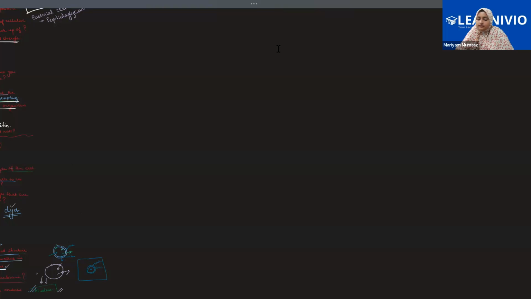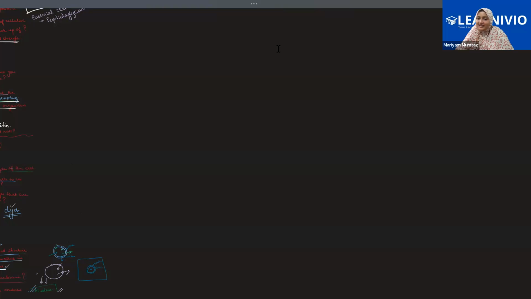What is mitosis? Mitosis is the division which helps in growth and development and repair of the body. True. Correct. Would someone like to add some other point to it? Ma'am, it takes place in somatic cells.